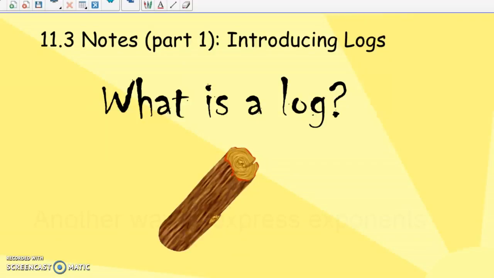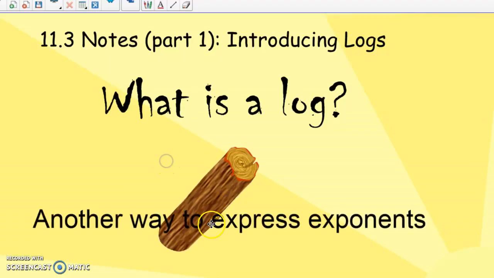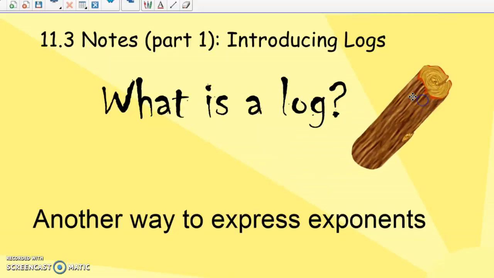Okay, so today we're going to introduce logs, and logs is short for logarithm. And what exactly is a log? It's just a different way to express exponents. So what we're going to be working on today is, since logs are another way to express exponents, we're going to be converting either logs to exponential form or exponential form to log form, and then show how we can find the value of the logs.